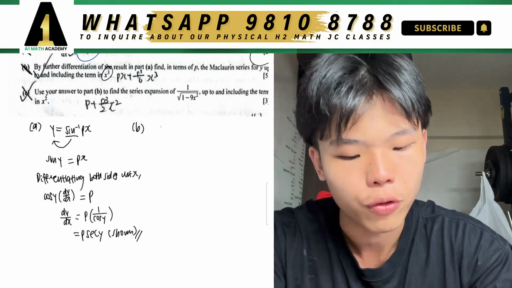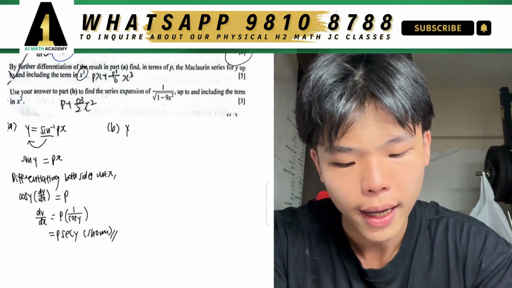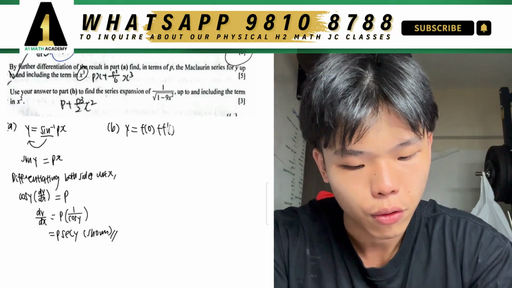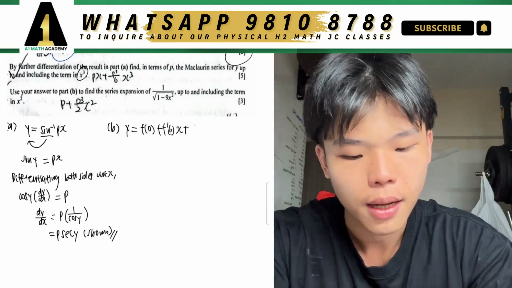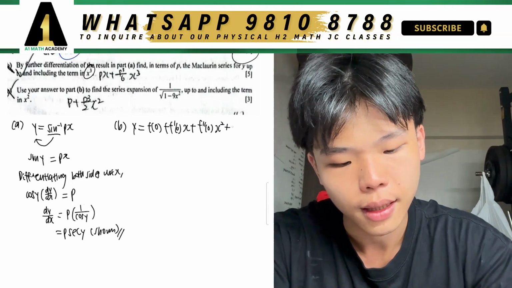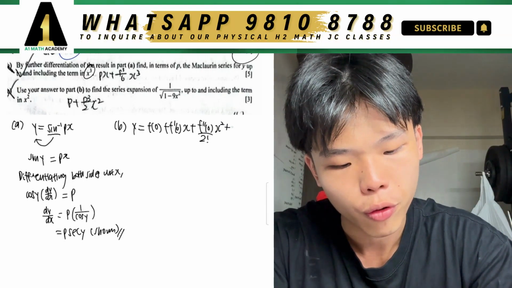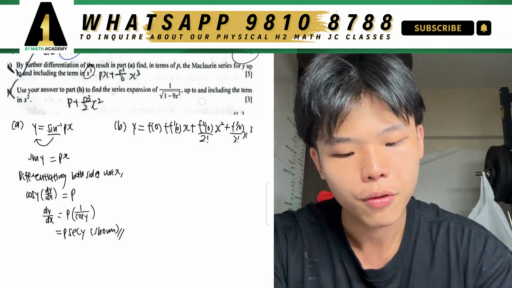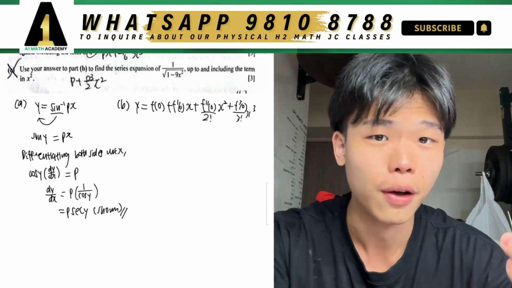So we know in Maclaurin series that the equation y can be written as f(0) plus f'(0) x plus f''(0) over 2 factorial x squared, plus f'''(0) over 3 factorial x cubed, right? So far, we have our y, we have our dy/dx.